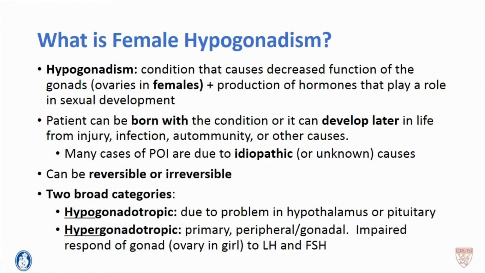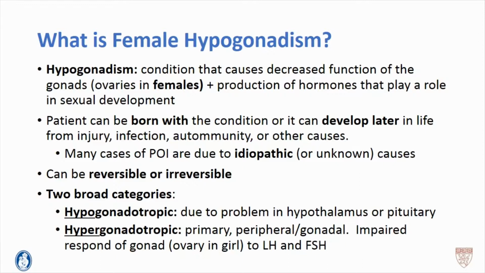So what is female hypogonadism? That's a big term there. It's a condition that causes decreased function of the gonads. Dr. Chan just beautifully talked about the testes, so the ovaries in a female patient, and decreased production of hormones that play a role in pubertal development and development of the secondary sexual characteristics. A patient can be born with a condition such as APS1, or it can develop later in time. And what's interesting, using APS1 as an example, some patients go on to develop an autoimmune attack of the ovaries, and some do not.